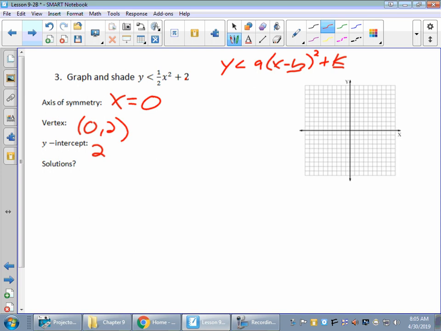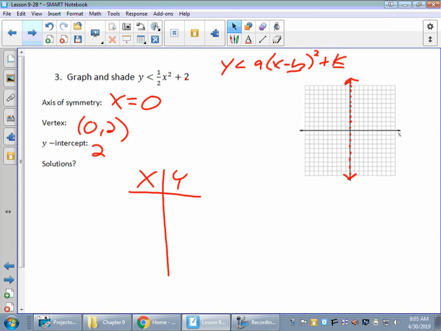And then solutions here, again, this one's not a very fun one to factor, so let's go ahead and make an xy table. Because again, if we look at this, my axis of symmetry is x equals 0, so x equals 0 is this line here, a vertical line through 0 on x. And then we've got a vertex at 0, 2. So that puts a vertex here. That's also our y-intercept, so I don't really have a mirror image point that I can use, but I can use an xy table to do that.